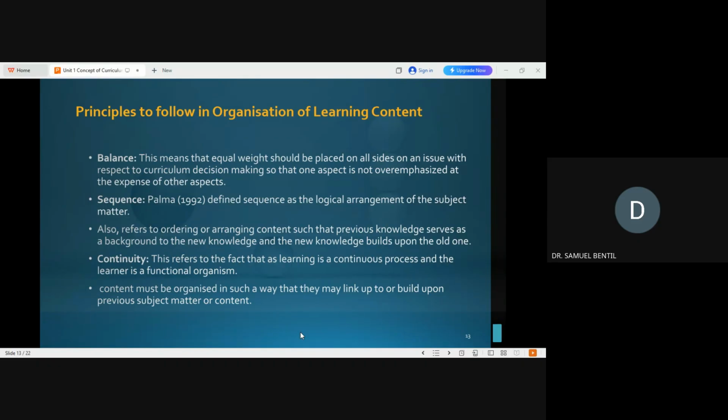That's why it should be a build-up from what they learned in their Basic 1 to their Basic 2 to their Basic 3, in that manner. So that at the end of the day, there will be a logical flow or understanding of what is being delivered or taught by the teacher. So that's why I say the content must be organized in such a way that they may link up or build upon.